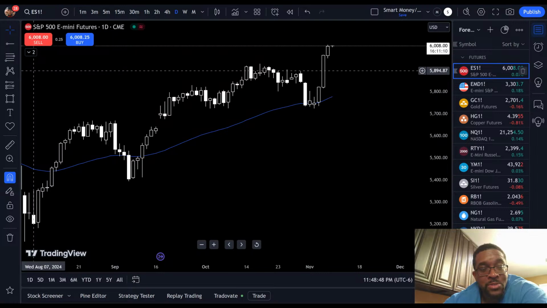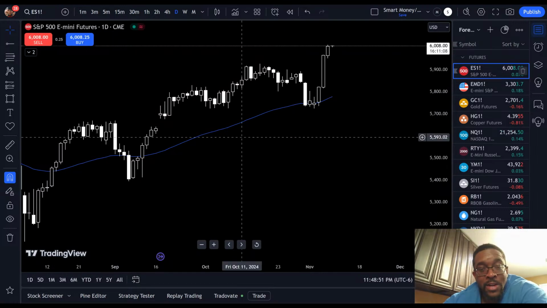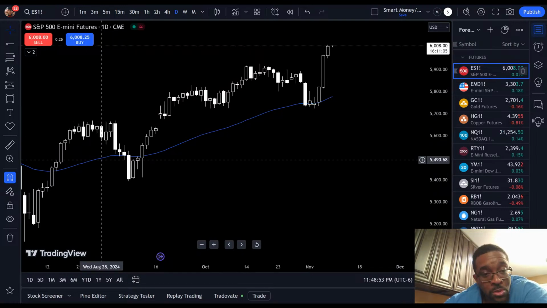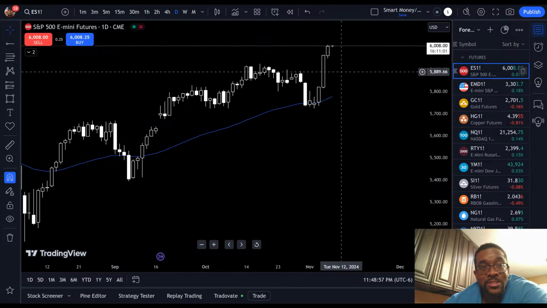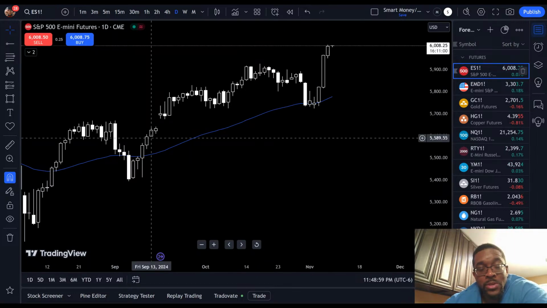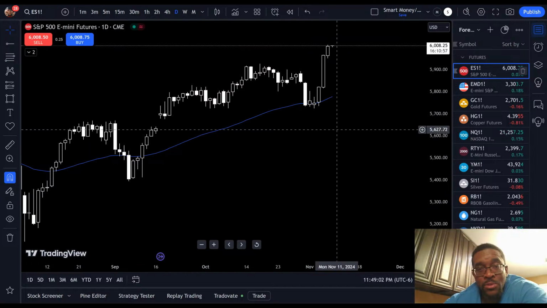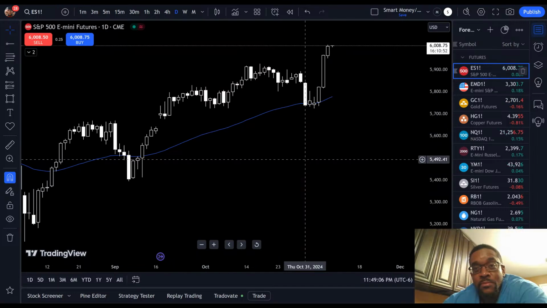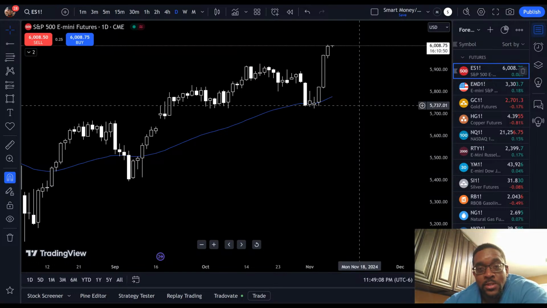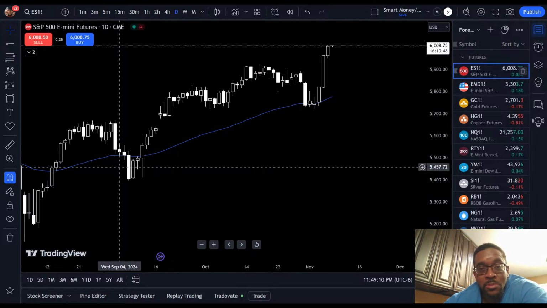As you guys can see, I have my 50 moving average on. If you guys don't know, when the candles are above the 50 moving average, that tends to tell us it's an uptrend. And when the candles are below the 50 moving average, that tends to tell us that we're in a downtrend. All right. So now we know the market is bullish.